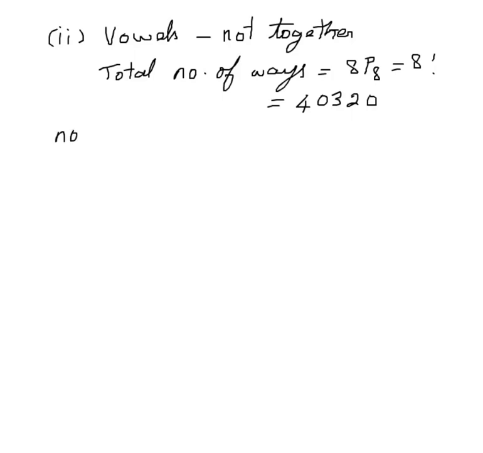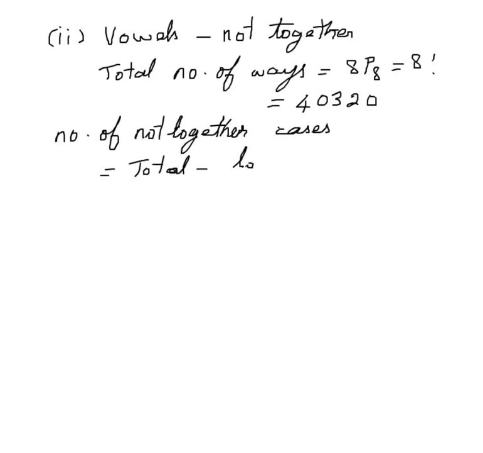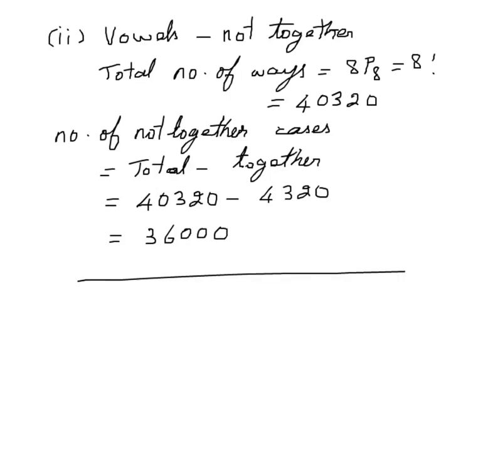Therefore, the number of not together cases is equal to total number of cases minus together cases. Total number of cases is 40320 and together cases we got the answer as 4320, the first answer. Therefore, the difference is 36000.